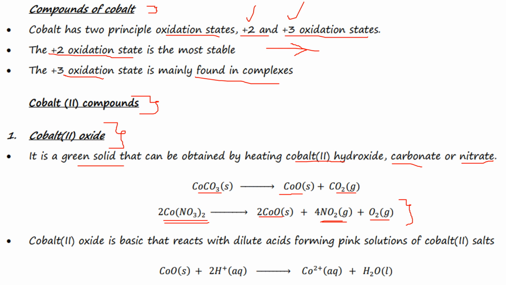So cobalt oxide is going to be a basic oxide that reacts with dilute acids, forming pink solutions of cobalt salts, or solutions containing cobalt ions within them, such as test solutions. So cobalt oxide reacts with an acid, or any dilute acid, to give us cobalt ions, which make the resultant solution or the test solution appear pink, and also water is formed as another product.